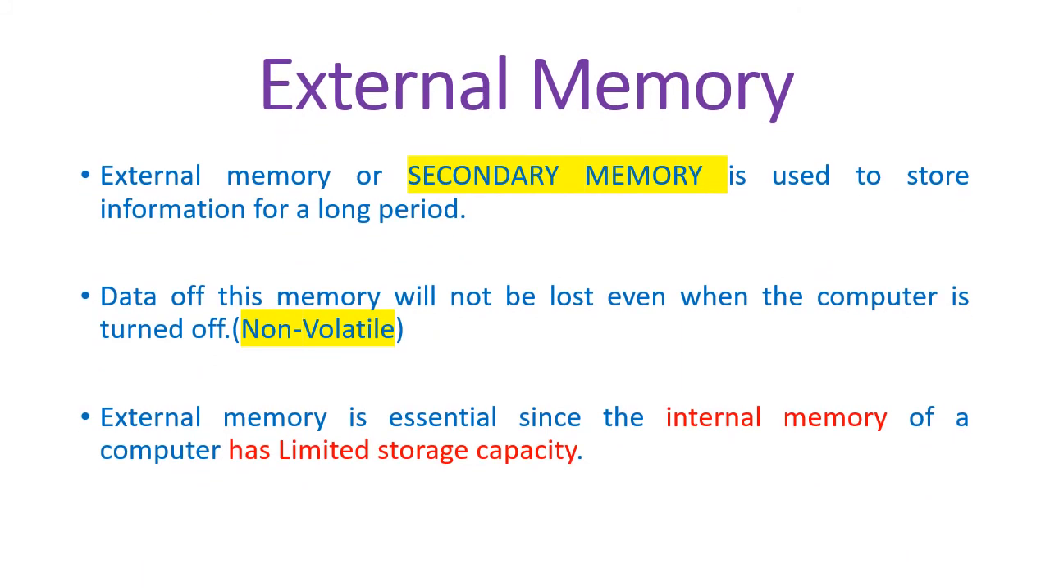External memory or secondary memory is used to store information for a long period. The content of this memory will not be lost even when your computer is turned off. That means it is also known as non-volatile memory. This external memory is essential since the capacity of the internal memory is limited.